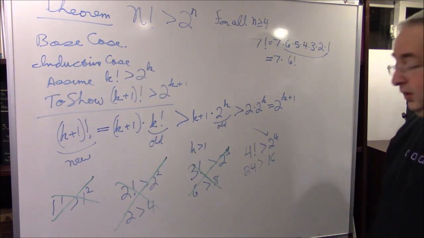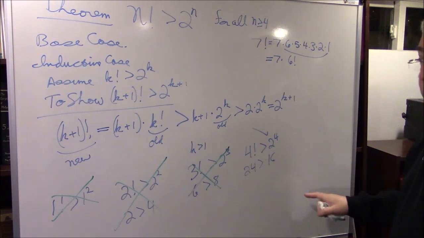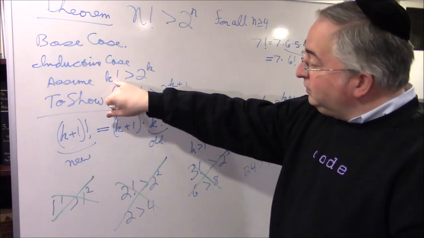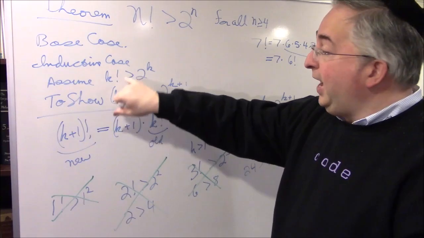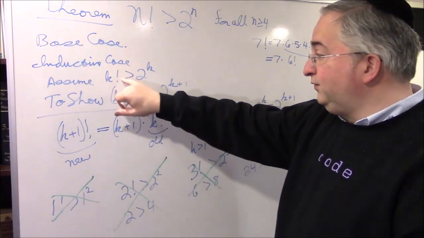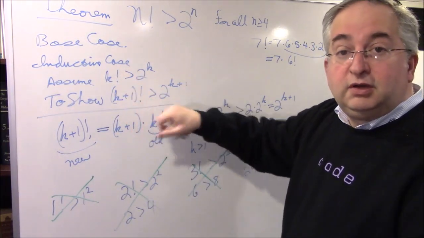It works for 4. It works for 5. How do you know it works for 5? Well, if k is equal to 5, then it's true for k plus 1. It's true for 6. How do you know it's true for 7? Well, if it's true for k equals 6, then it's true for 7. Don't keep on doing it.